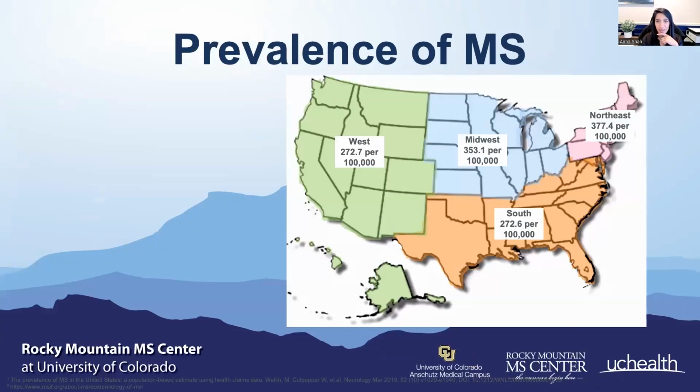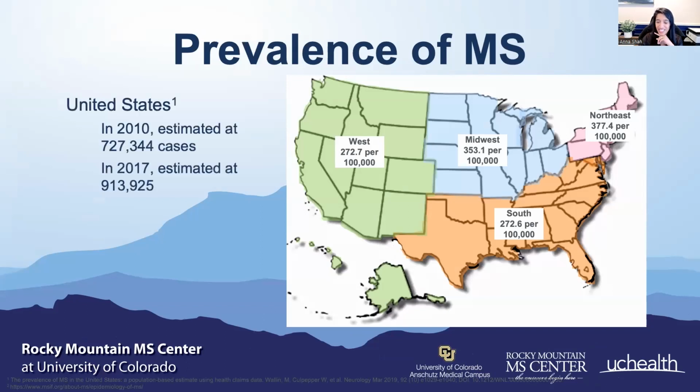What is the prevalence of MS? Now you can see the image there on the right that shows slightly different prevalences in different regions. Here in Colorado, we're thought actually to have one of the highest incidences of MS, and the reason for that is not quite clear. However, in the United States, the National MS Society did some prevalence estimates, and you can see from 2010, where there were about 730,000 cases estimated, it jumped almost 200,000 when that re-estimate was done in 2017. Now, there's likely a variety of factors at play here, including improvement of our diagnostic criteria to really catch individuals earlier on in the course of their MS.